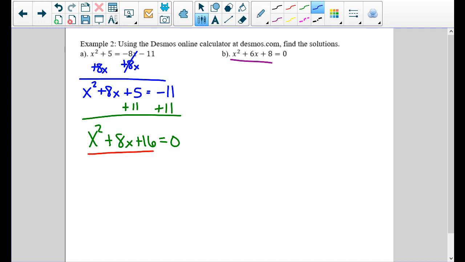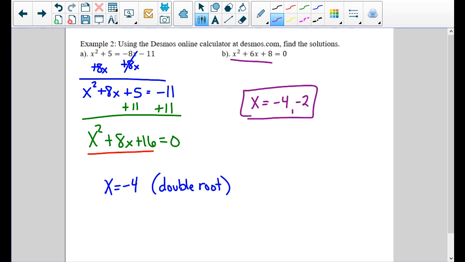Alright, so x in the first one, A, one solution, x equaled negative 4, and again we call this a double root. Okay, so go ahead and finish number 2. So x equaled negative 4 and negative 2 for your graphs there for part B.